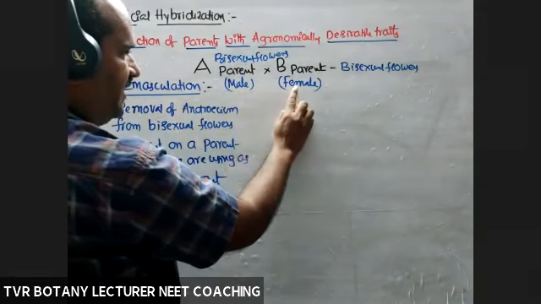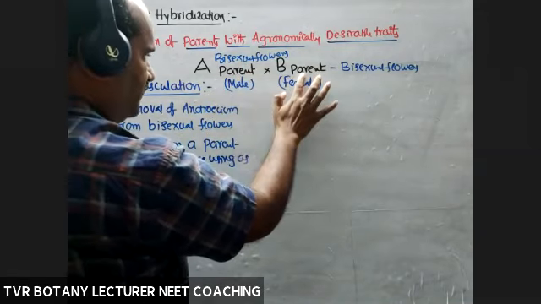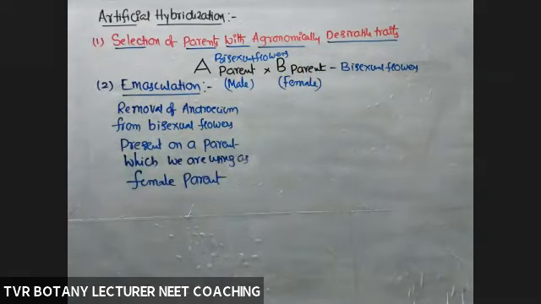Donor of pollen grains. And this one is going to receive pollen grains coming from this parent. So both are producing bisexual flowers. Bisexual flower, bisexual flower. What is the purpose of emasculation? To avoid self-pollination or to prevent undesired pollination.